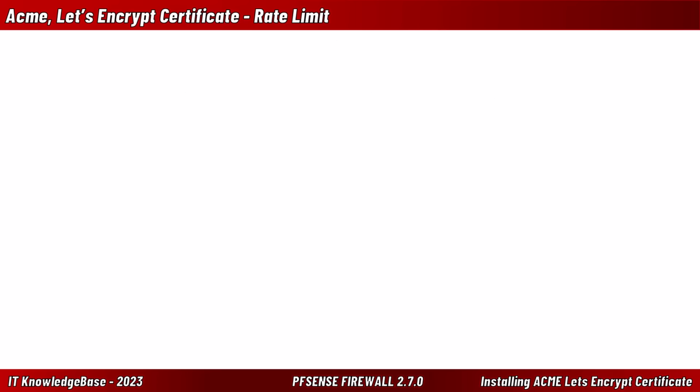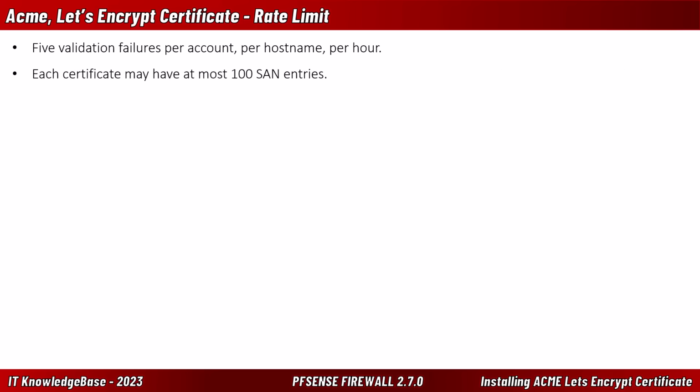Rate limits. Let's Encrypt enforces rate limitation when using the production validation system, such as 5 validation failures per account per host name per hour. Each certificate may have at most 100 SANs, or subject alternative names, entries. Only 50 certificates may be created per domain per week, which is plenty of domains, it's my hunch.